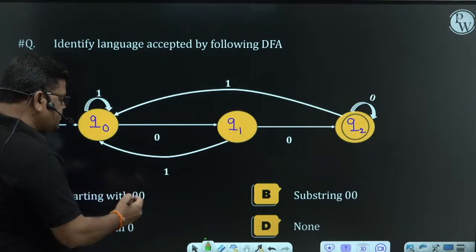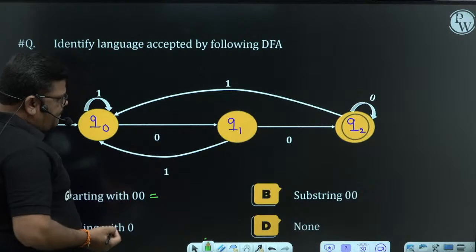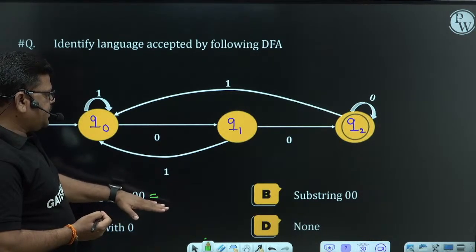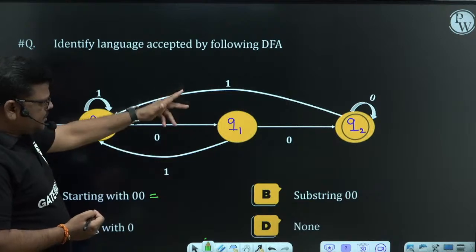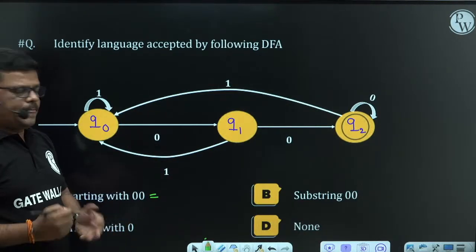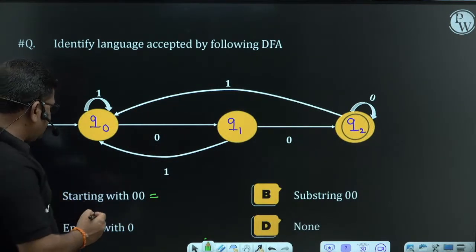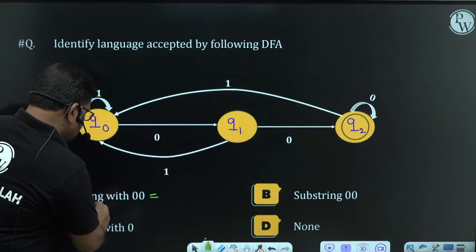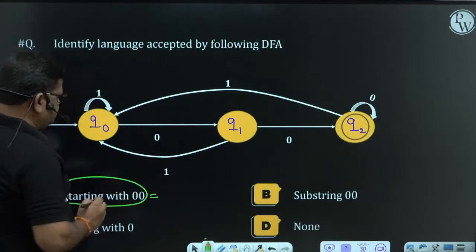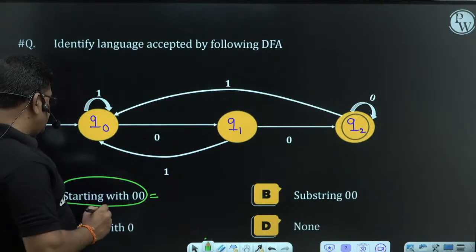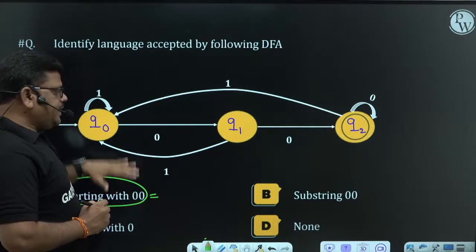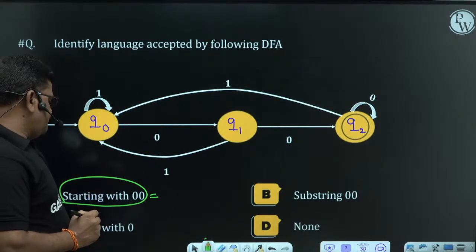Option A. First try to generate the strings of option A. Give the strings of option A to this automata. If it accepts all these strings, then A is the right answer. So what is the condition of option A? Set of all strings starting with 00. That means only strings starting with 00 are accepted by this automata. That is what it means.